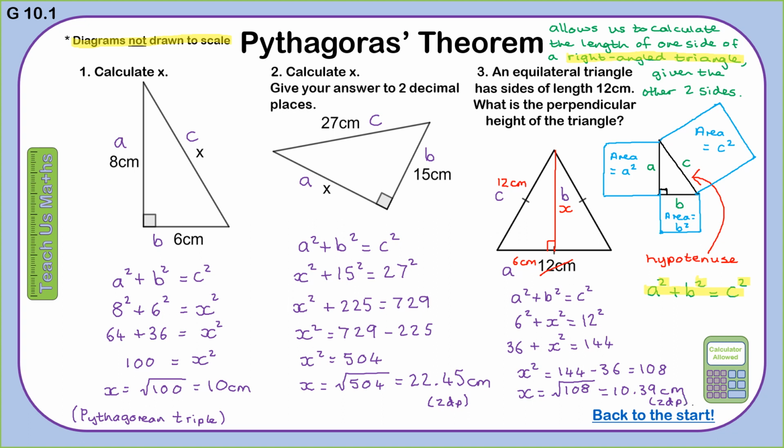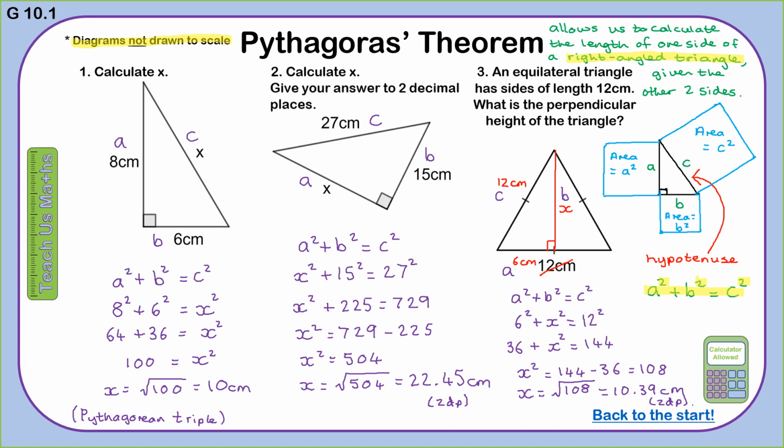So the perpendicular height of the equilateral triangle is 10.39 centimeters to two decimal places. Again, we can see that this is reasonable because it is a length that is smaller than the hypotenuse, so it's got to be a number smaller than 12.